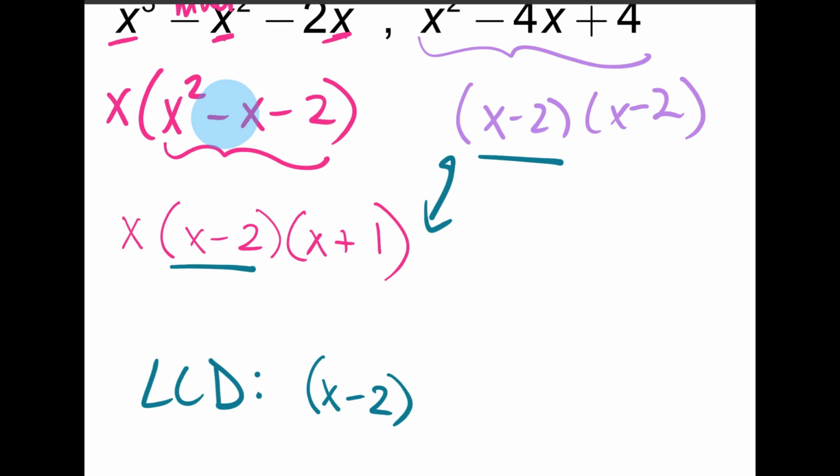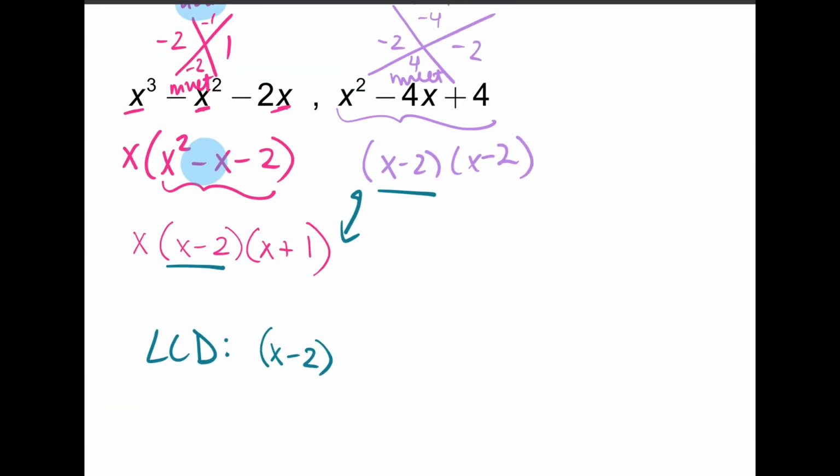Was that confusing? I think so. Let me back up a second. If I would multiply these two polynomials together, I would get an answer that's x times x minus 2 times x plus 1 times x minus 2 times x minus 2. But that's not the least common multiple. That's not the least common denominator.